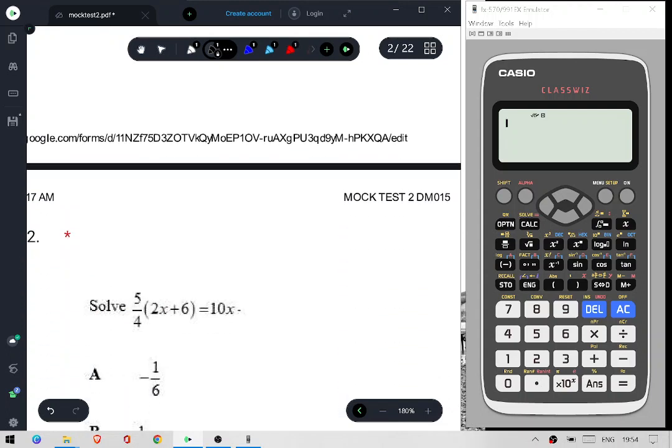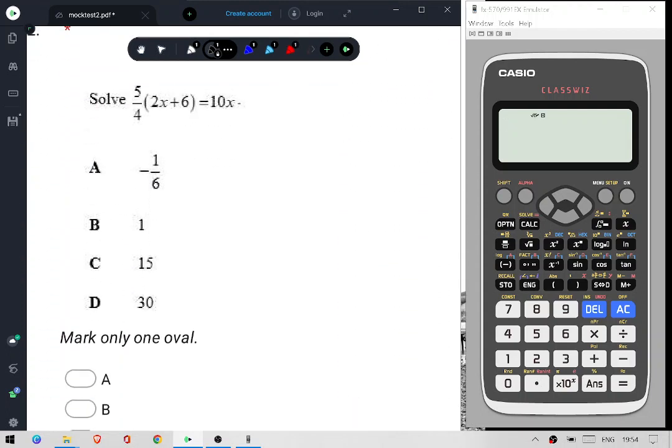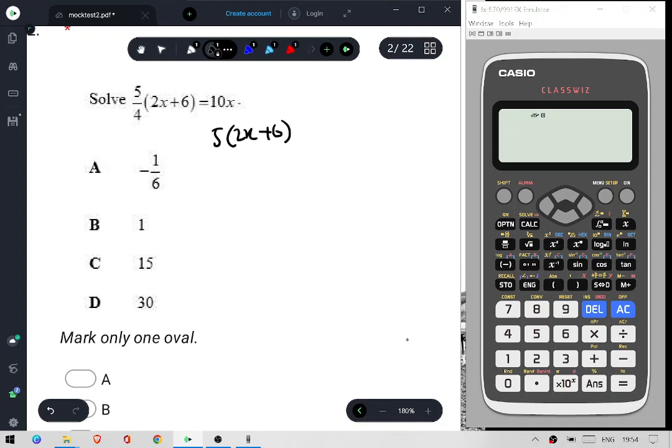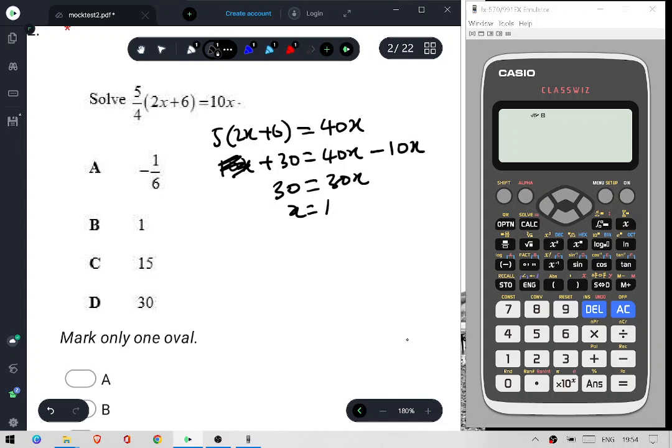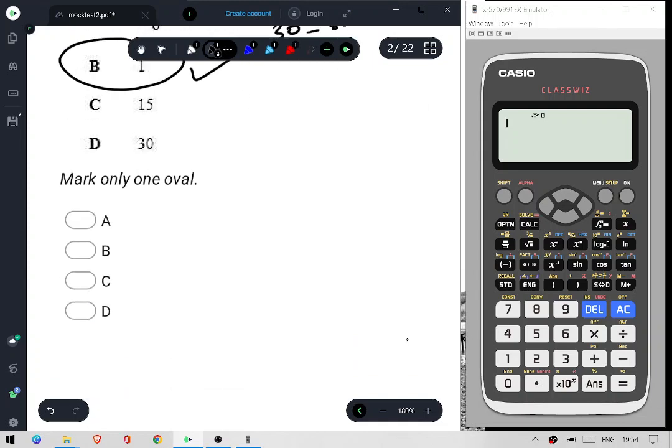Okay, now let's go to the next one. This one is very easy. So first thing first, we get rid of the 4 down there. So we have 5 times x plus 6 equals, multiply, so we get 40x. This one we expand, we have 10x plus 30 equals 40x. So the 10x here, we group them together. We have 30x equals 30. So x equals 1. So B is the answer.